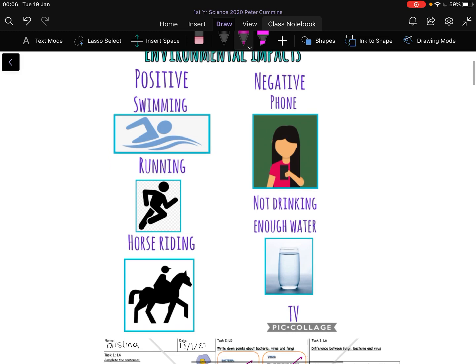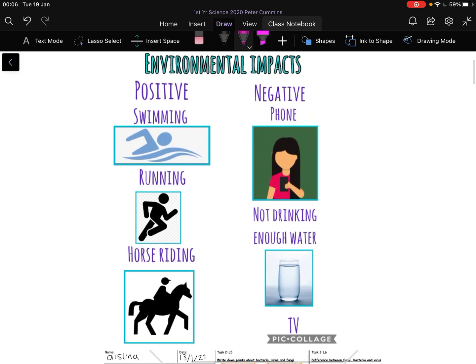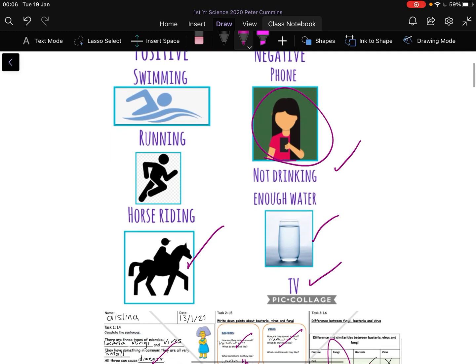So you have your pic collage, and this person has put all the positives that affect his or her health. I say a girl, because it's a picture of a girl. And the negatives then: too much on the phone, not enough drinking water, too much TV, that kind of thing. So I've marked that in this person's homework folder. That's one thing that should be in your homework folder at this point.